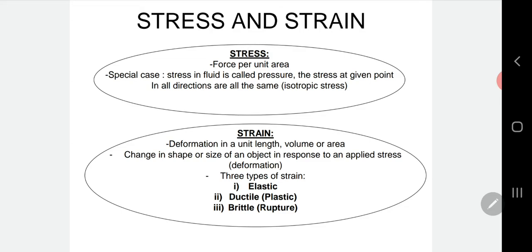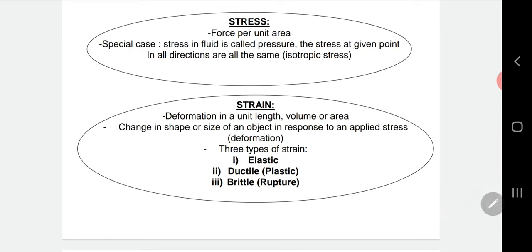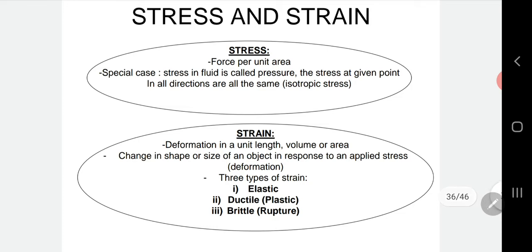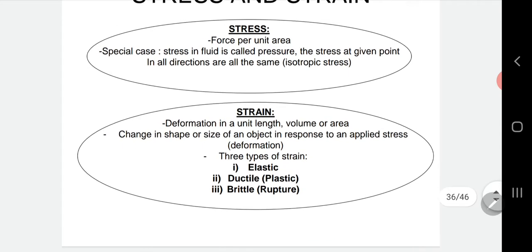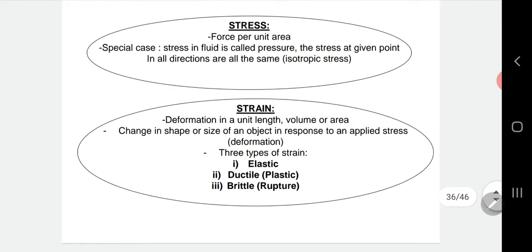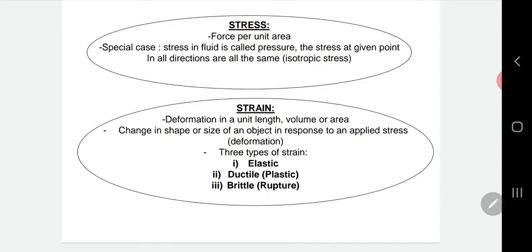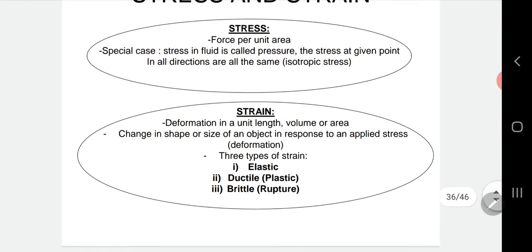If you have only one direction of stress, that one we call stress. If you have all-round pressure or your sample is inside the liquid, that is what we call pressure. For strain, it is deformation in a unit length, volume or area. Strain is the change that you can measure. So whatever change you observe when you load the sample, you can measure these changes, and this is what we call strain.